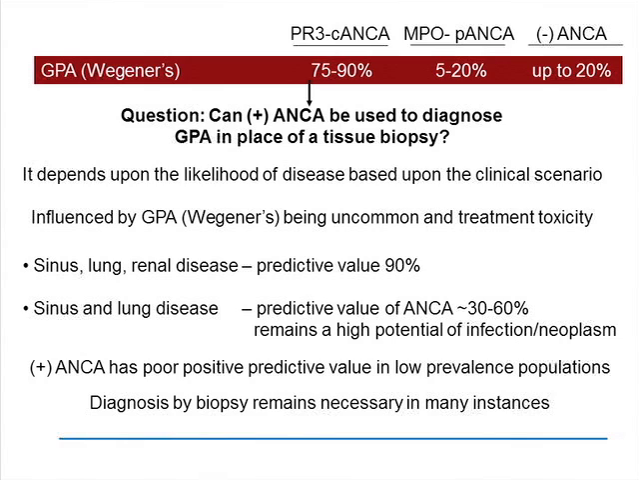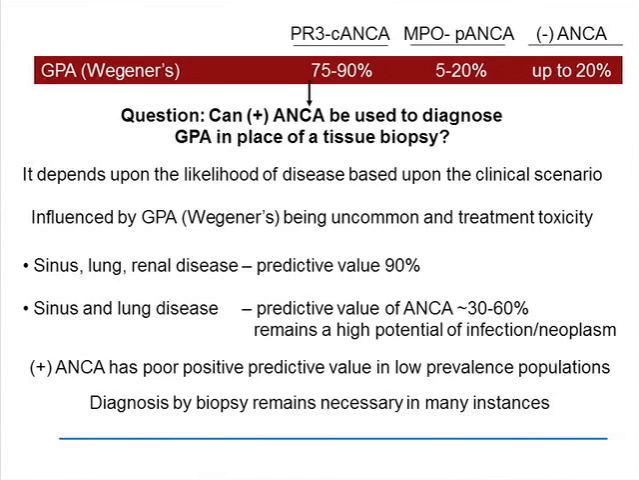However, because of this high degree of association, the question has been raised as to whether a positive ANCA can be used to diagnose GPA in place of invasive tissue biopsies. The answer to this is that it depends upon the likelihood of the disease based on the clinical scenario, and that it is influenced by the fact that GPA is uncommon and also because of the toxicities of treatments that we would talk about using in this setting.